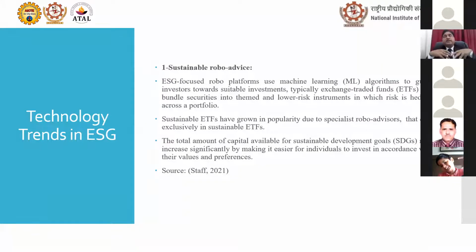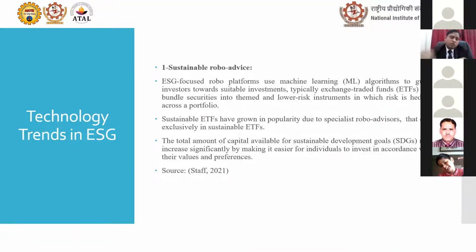Now, what are the technology trends in ESG? Sustainable robo advice has come now with the help of machine learning. ESG focused robo platforms use machine learning algorithms to guide investors towards suitable sustainable investments. Think again, one step ahead in ESG, the role of these digital technologies. So robo gives you advice based on machine learning on where to invest and where not to invest, and typically exchange traded funds, ETFs, bundle securities into themed and lower risk instruments in which risk is hedged across a portfolio.